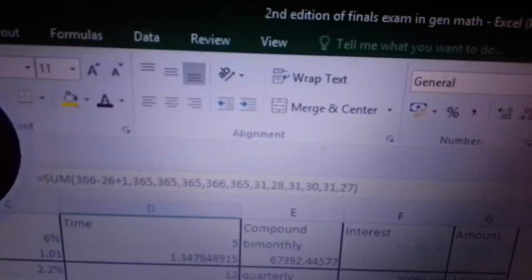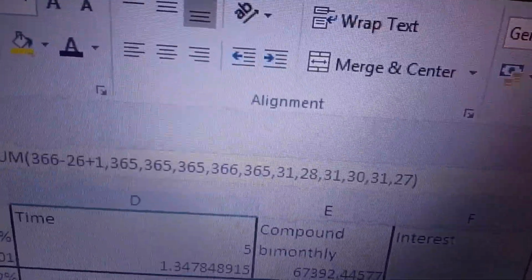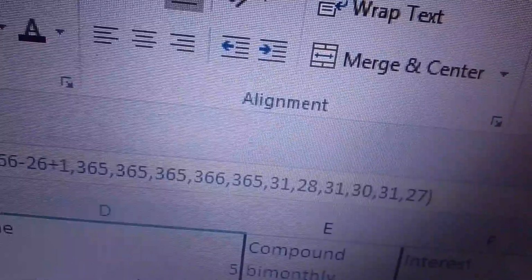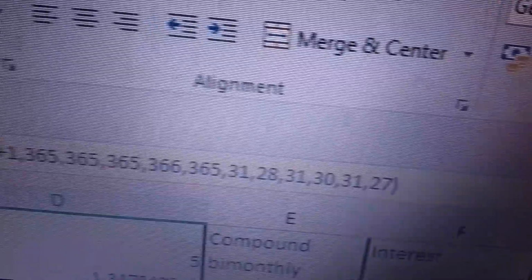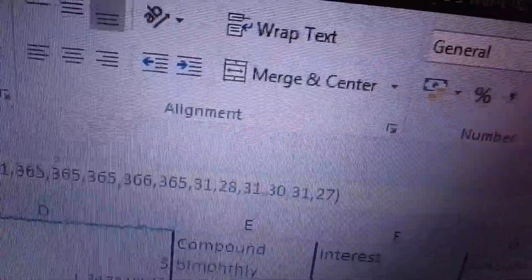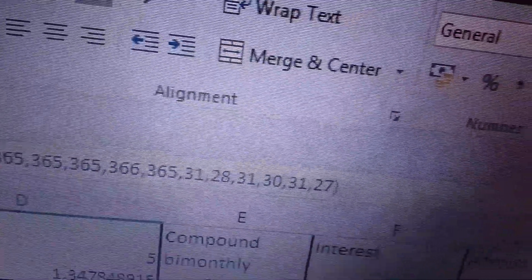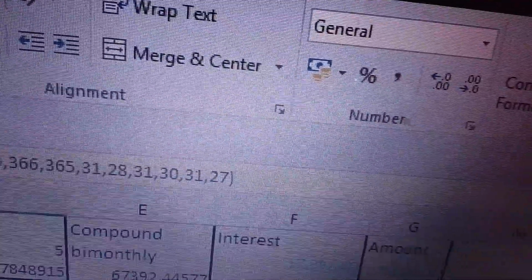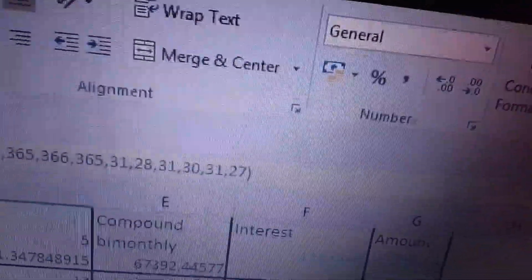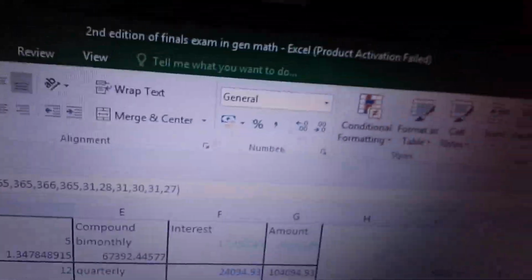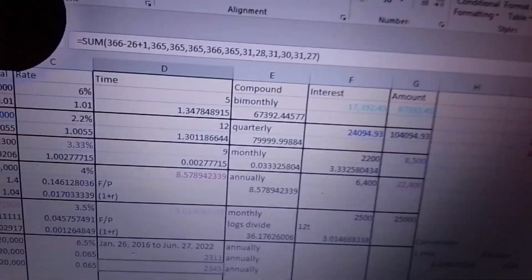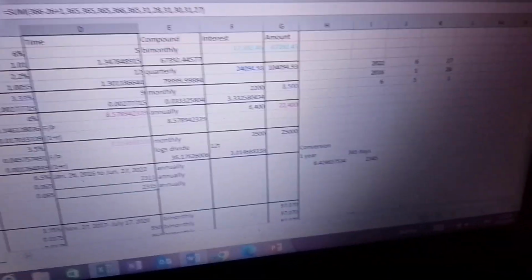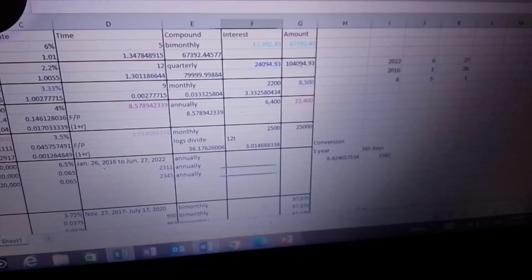And then add 60, and then this is 365 means 2017, 2018, 2019, 366 is 2020, 365, 2021, kapag 2022 na, 31 plus 28 plus 31 plus 30, January, February, March, April, and May. Tapos yung 27 ay June. So therefore, we should have 2,345 days. And that is compounded annually. Now we can solve for the interest and the amount.